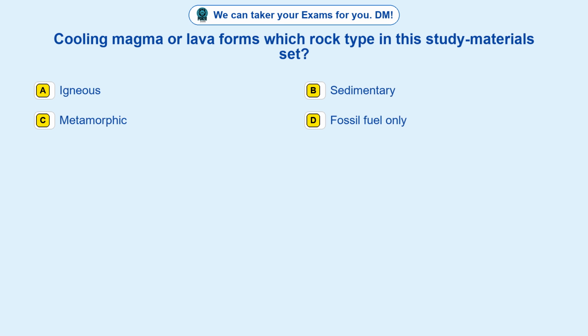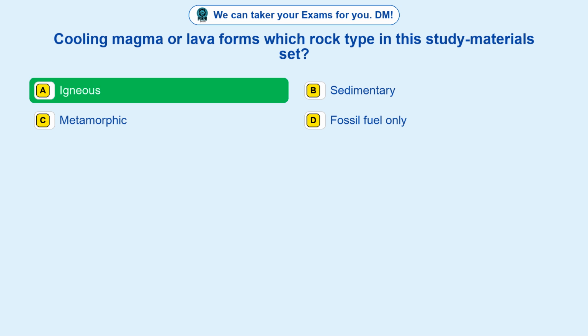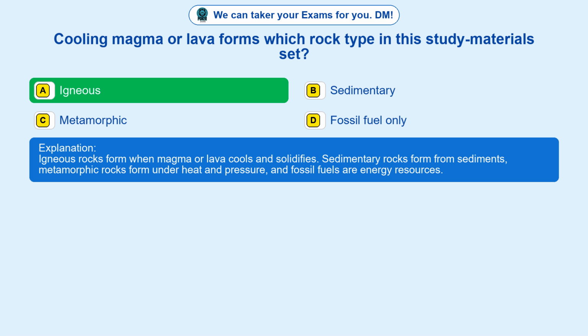Question 84. Cooling magma or lava forms which rock type in this study materials set? Option A, igneous. Option B, sedimentary. Option C, metamorphic. Option D, fossil fuel only. The correct answer is option A. Igneous. Igneous rocks form when magma or lava cools and solidifies. Sedimentary rocks form from sediments, metamorphic rocks form under heat and pressure, and fossil fuels are energy resources.